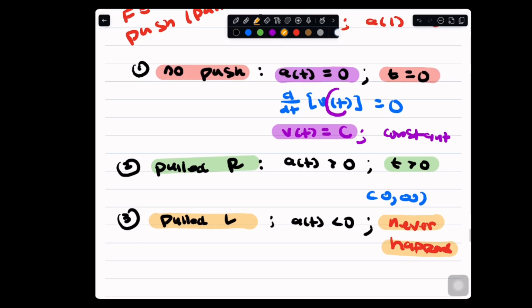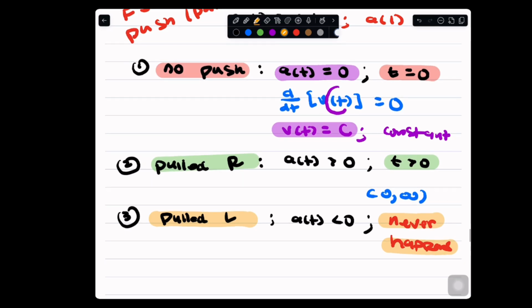So this is the kind of thing they're going to want you guys to answer. When is there no push or pull? When is it pulled to the right? When is it pulled to the left?